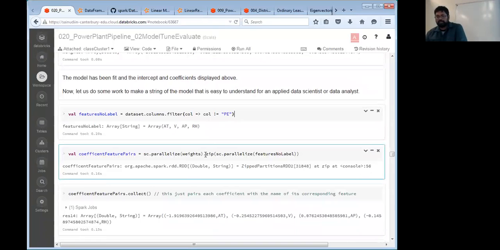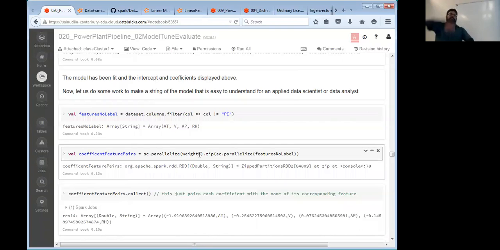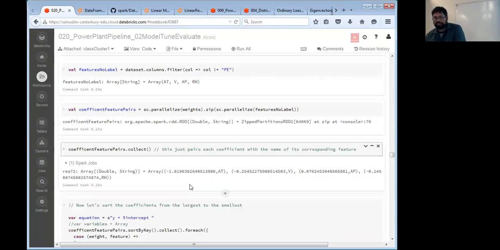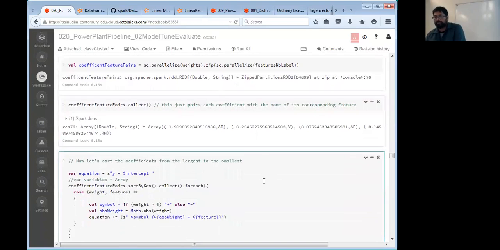So, okay. Now what we're going to do is simply pair up the coefficient with the feature, right? So this is essentially a little trick. I basically do sc.parallelize weights. And then I can do zip. Zip is just like a zipper, right? You can take two things and just zip them up. And I've done that, and what I'm getting now is just collecting that, and all that tells me is this coefficient belongs with this feature, and this coefficient belongs with this feature, and so on.